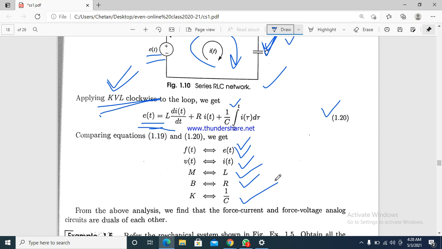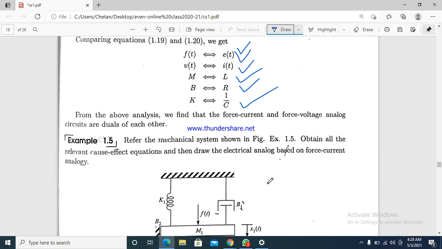Like this, you can draw the equivalent circuit. You will see one problem related to this. I hope for all this analogous circuit concept is clear, right? Whatever I have explained just now.